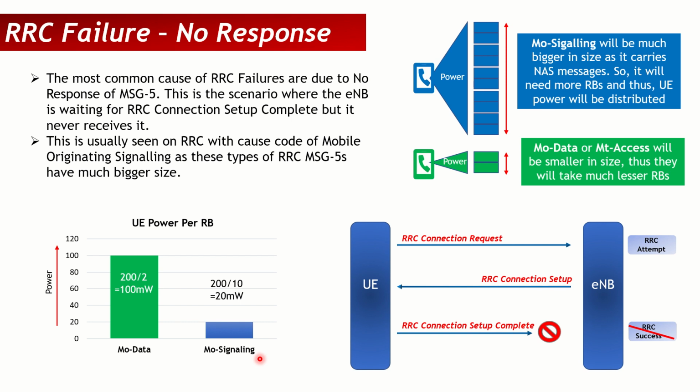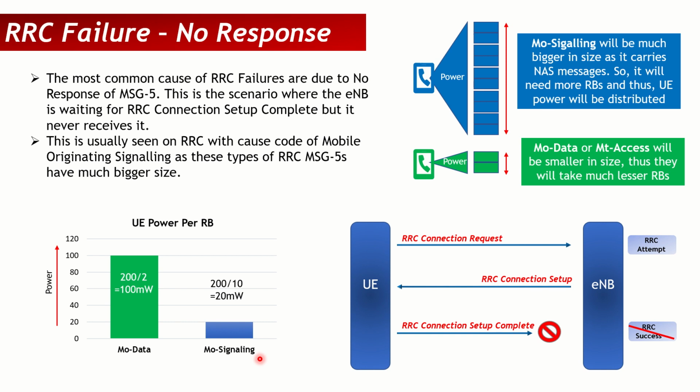Another network which has bigger TACs will have fewer tracking area updates, so it will have less MO signaling. This kind of scenario you can check for your network and find out how many of the RRC connection requests are coming from MO signaling. If it is too high, then your RRC connection setup success rate would be a bit lower compared to other networks which have a lower count of MO signaling.